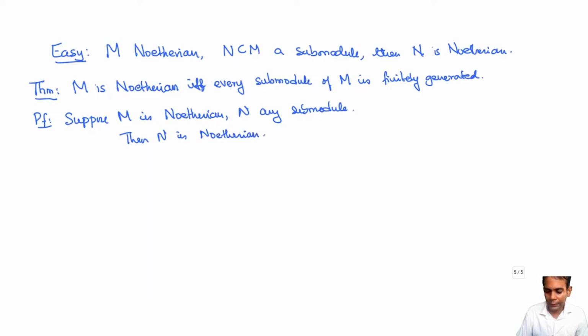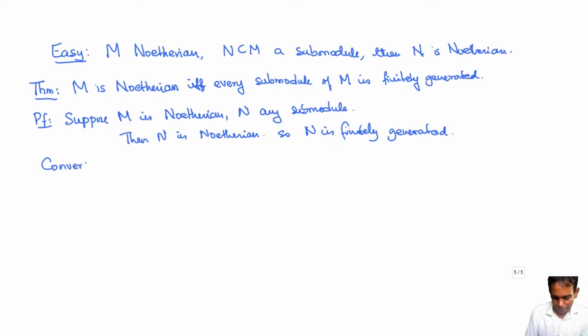But we've just seen that every Noetherian R module is finitely generated, so N is finitely generated. Okay, so this side is easy. Let's try the other side. Conversely, we have to show that if every submodule is finitely generated, then M is Noetherian.